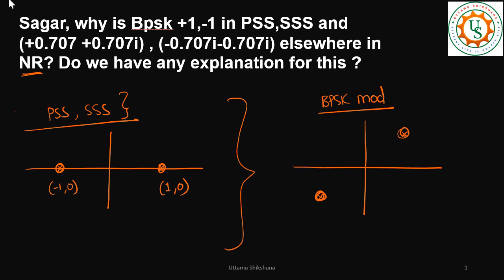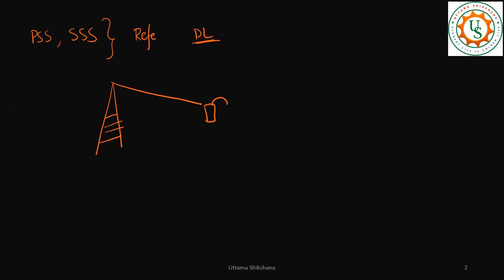So actually for that we need to understand PSS and SSS. These are the reference signals in the downlink, and downlink means basically from the base station, this will be transmitted to the UE. How are this PSS and SSS generated at the base station? What blocks are involved?